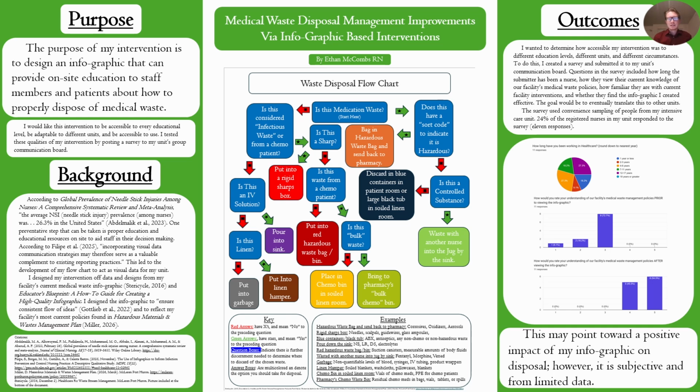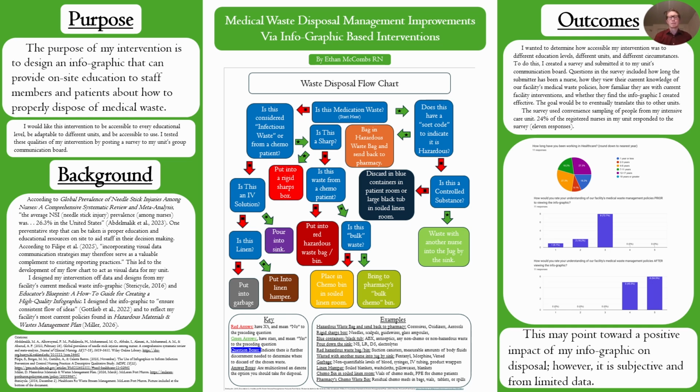The infographic, as seen in the center of my poster, begins at the top and asks questions of the nurse until it gives them an answer as to where they should throw away their waste. The key in the bottom left-hand corner details how to follow the flow of the infographic. If the answer to the question is yes, follow the green arrow with the star. If the answer is no, follow the red arrow with the X. There is also an examples box in the bottom right corner of the infographic. This gives common examples of where different waste products go.